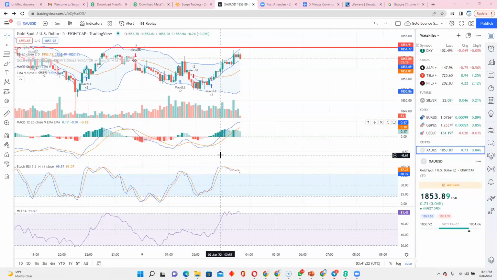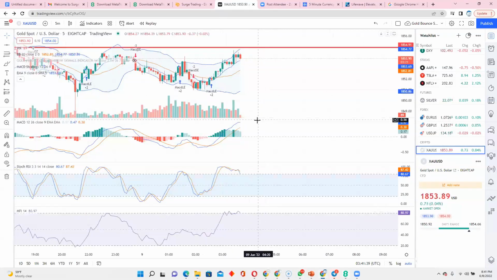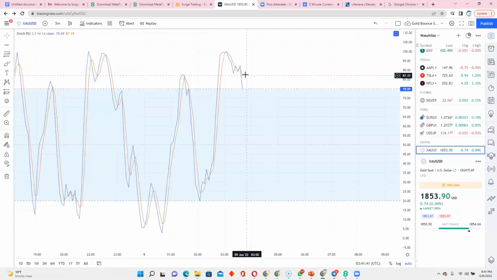So what happened? Same thing happened here. We got in up here. Now we got a big red candle coming down. Everybody that got in is winning. The momentum's going down. The red line crossed over. And what is the money flow doing? The money flow is going down now. You see that? Money flow is pointing down. The red line has crossed over the blue line. We see that.